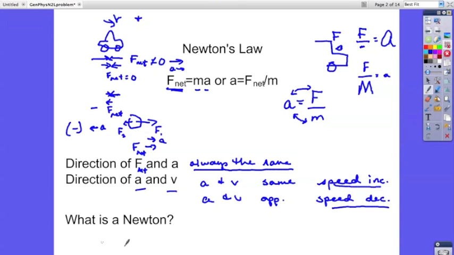And a little reminder about a Newton. Remember, the SI unit of force is the Newton. And 1 Newton equals 1 kilogram meter per second squared. Notice this is a mass unit, and this is an acceleration unit. F equals ma. And so the Newton, the unit of force, comes from multiplying a mass unit by an acceleration unit. So a Newton is equal to a kilogram meter per second squared.